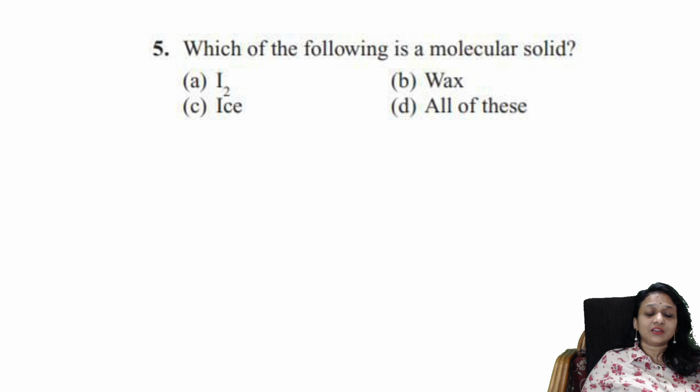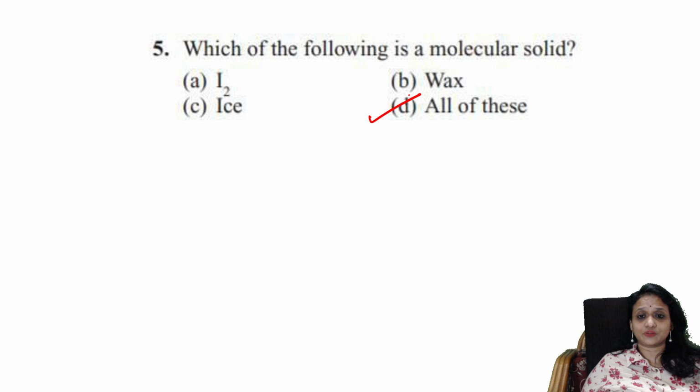Question number 5. Which of the following is a molecular solid? All right. Molecular solid, they said. See, students, ice is a cage of water molecules. Wax also is a molecule. Iodine is a molecule. So what is the correct option? D. All of these is the correct option.